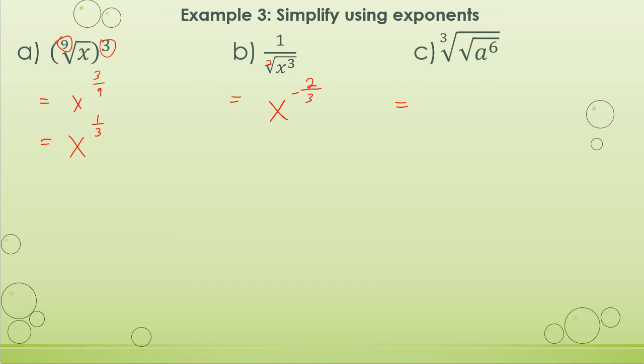C, this looks crazy. That's okay. It's not too bad. Start with your base. So this is a to the 6. And I'm going to cross things out as I use them. So a to the 6, used it.